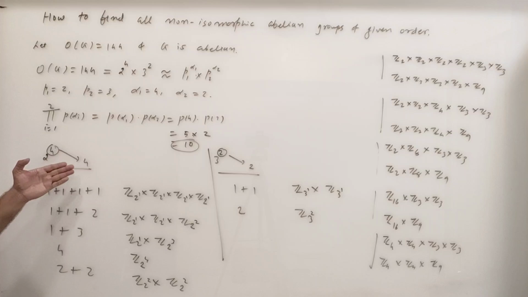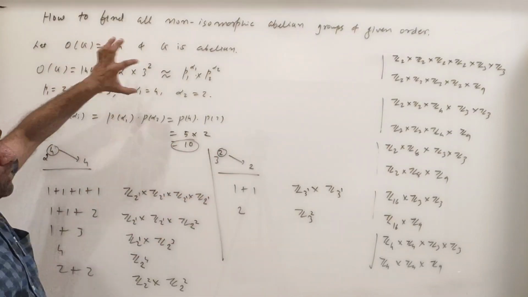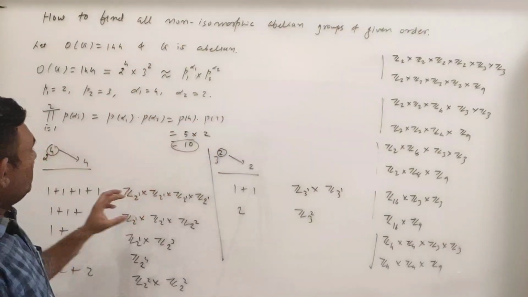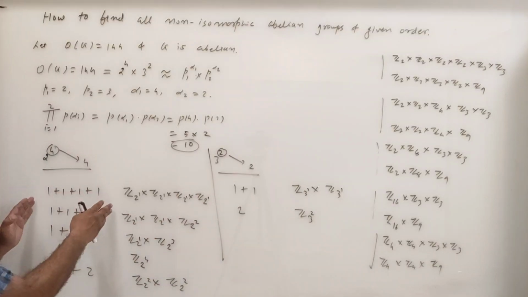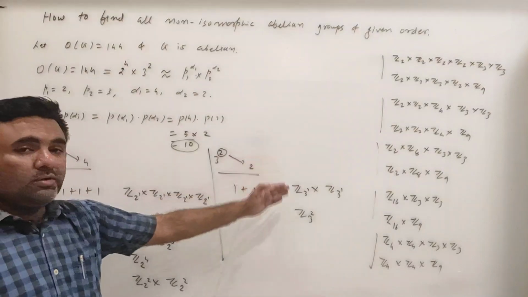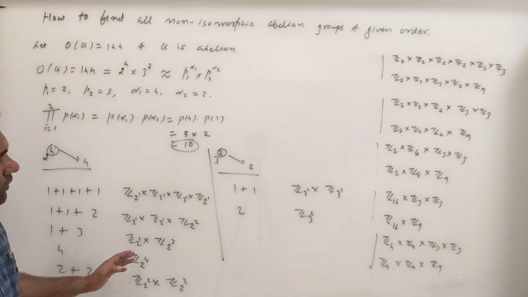Then how to write? So you just write down the partition of each p1 raised to alpha 1, p2 raised to alpha 2. You find out alpha 1, alpha 2, write down its partition. Then corresponding to alpha 1, you just write down the EDP of cyclic groups of prime power order. Similarly for alpha 2, and just consider all possible combinations.